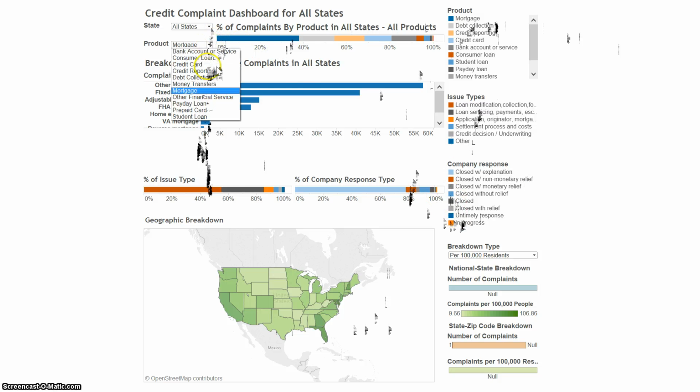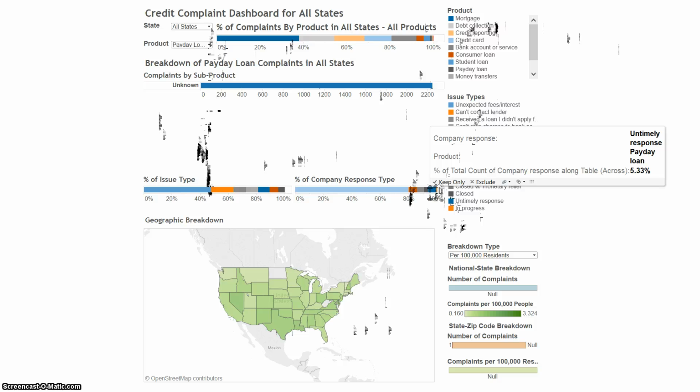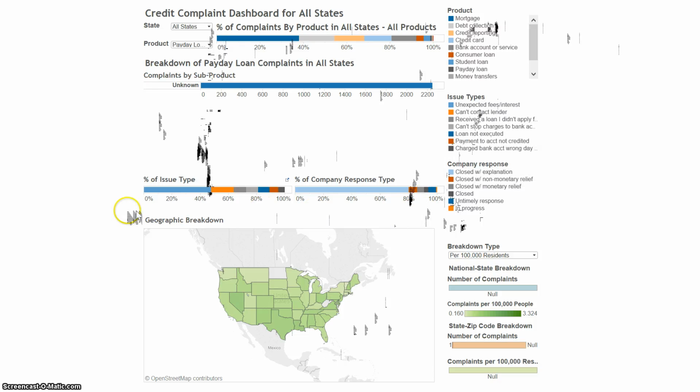However, if we look at payday loans, a notorious segment where people try to take money from others, there's a much higher percentage. 5.33% of complaints are based on untimely responses. And this goes hand in hand with what we would expect given the notoriety of the payday loan industry.